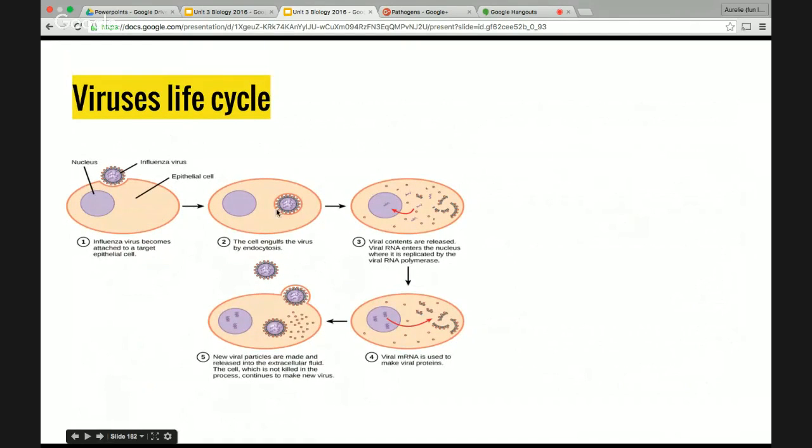So that's another picture showing you the virus life cycle. Feel free to pause the video if you need to have a better look at it. I'm just going to move on.